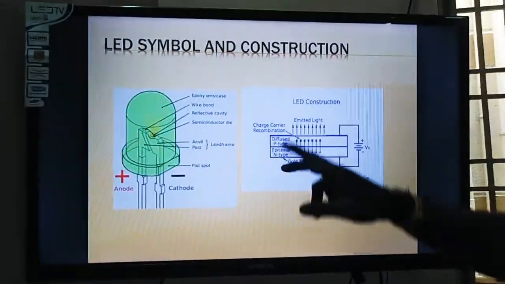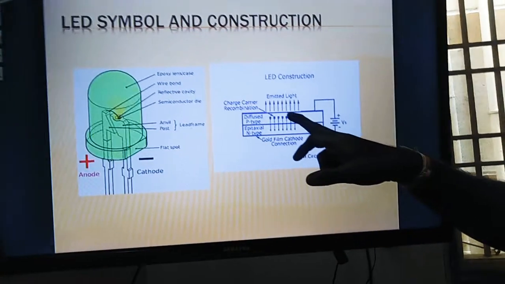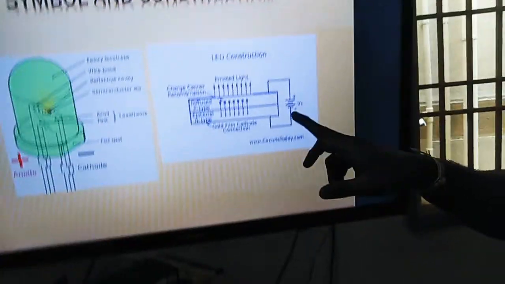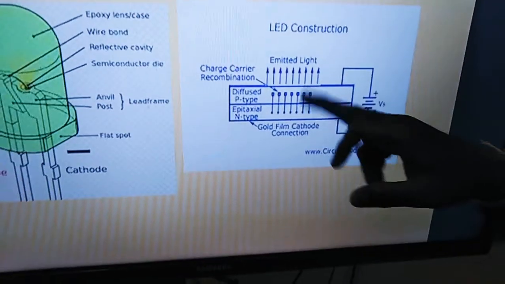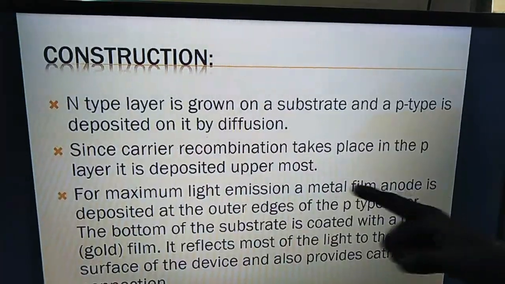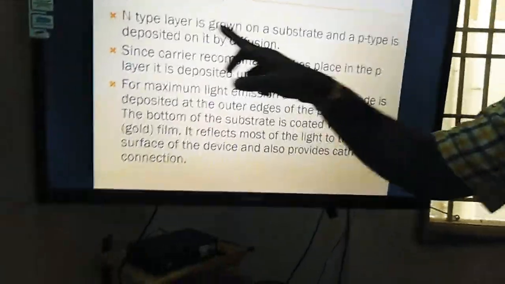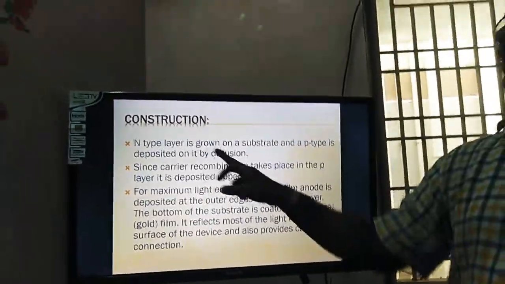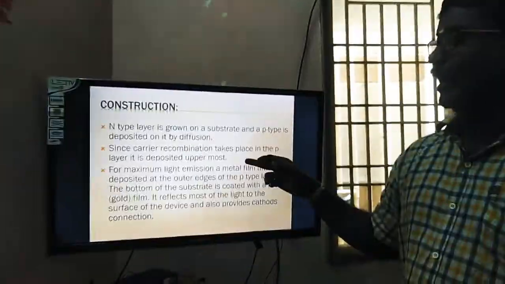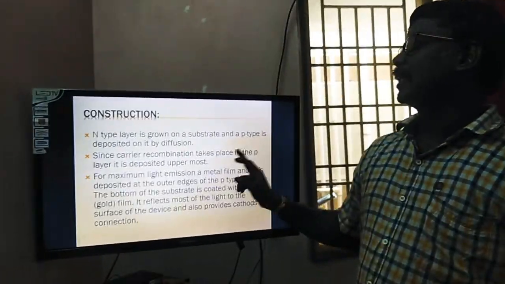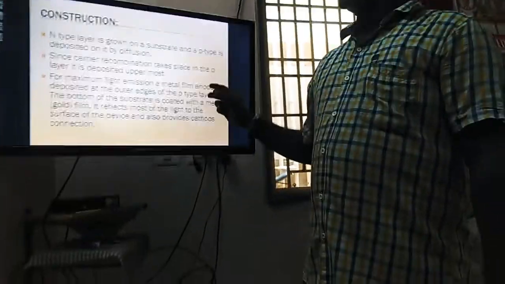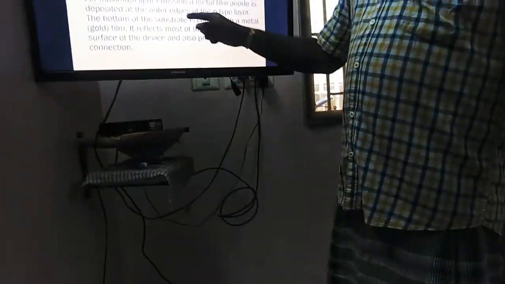This is the LED symbol and this is the LED construction diagram. This is the P type and N type, with a PN junction, connected with forward bias. Due to the forward bias, electron hole pairs are created, and finally the recombination of electrons and holes will produce light. This is the construction part. The N layer is grown on the substrate and the P layer is deposited by the diffusion process. By using the diffusion process, the P-type and N-type layers are grown. Carrier recombination takes place. The P layer is deposited at the uppermost. For maximum light emission, the metal film anode is deposited on the outer edge of the P-type layer.